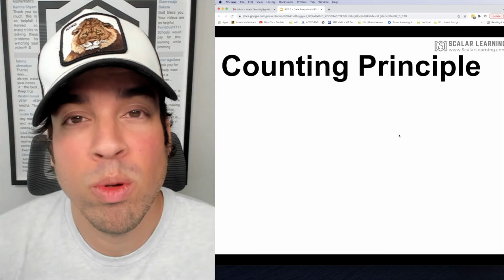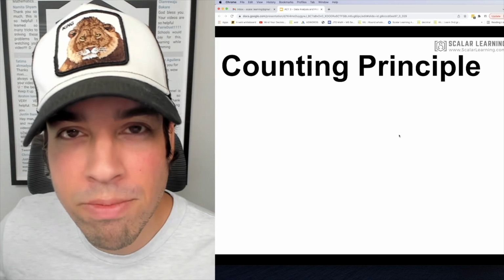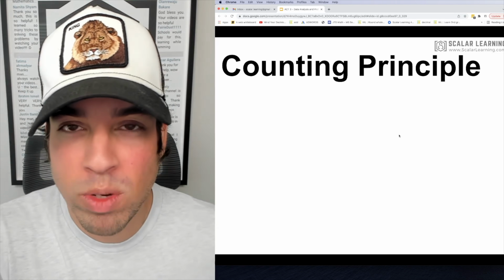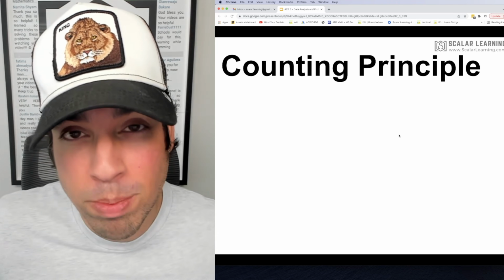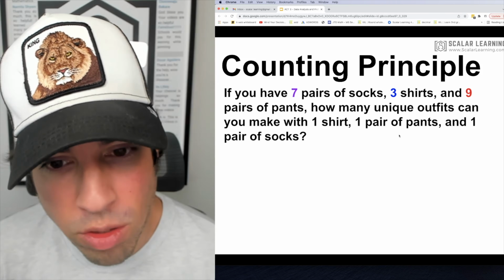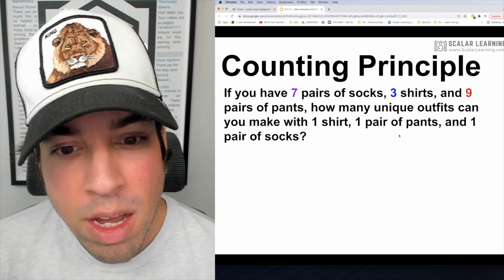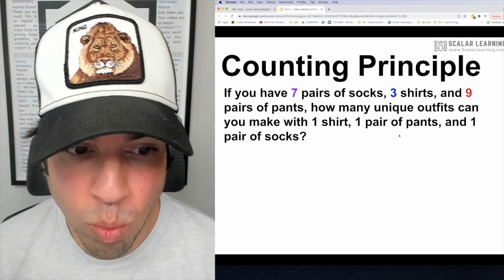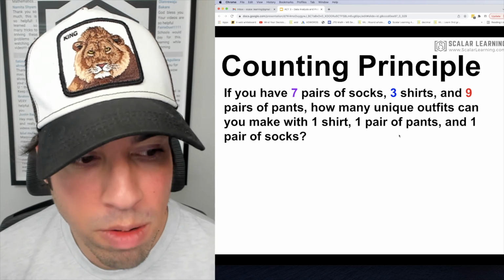The counting principle is a way to count all the various combinations you can make with different items. And really the best way to explain it is with an example. So let's say we have 7 pairs of socks, 3 shirts, and 9 pairs of pants. How many unique outfits can you make with 1 shirt, 1 pair of pants, and 1 pair of socks?